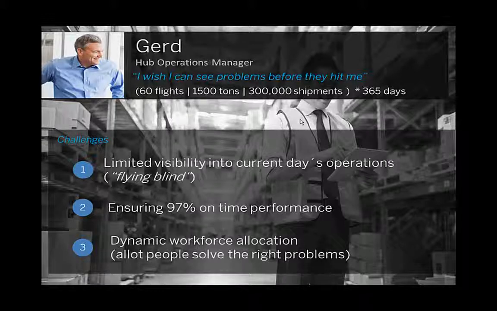He has a very stringent KPI to keep of 97% on-time performance. And given that a lot of parts of the hub rely on good old manual labor jobs, it's a really stringent KPI to keep. The third thing is he wants to dynamically allocate workforce to problem areas. He wants to allot people to solve the right problems as and when they occur in the hub.